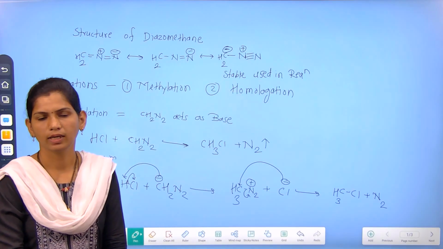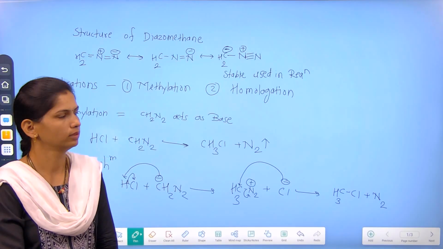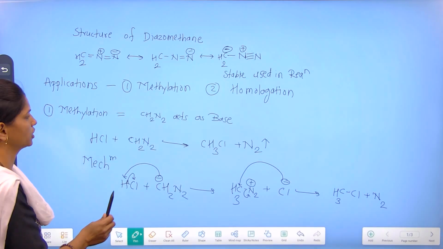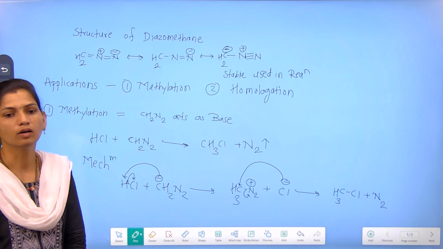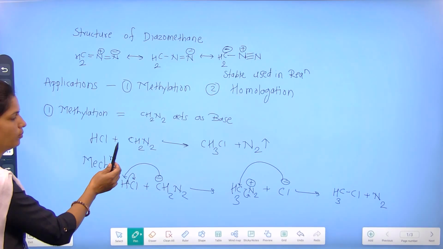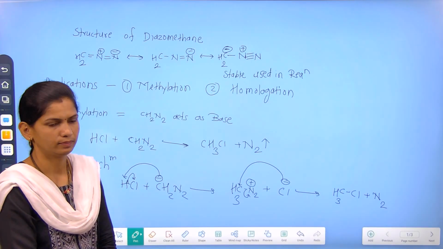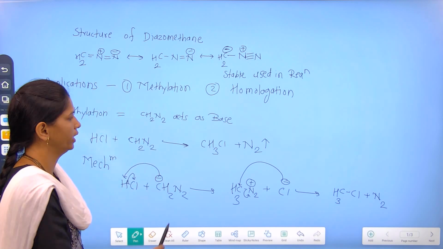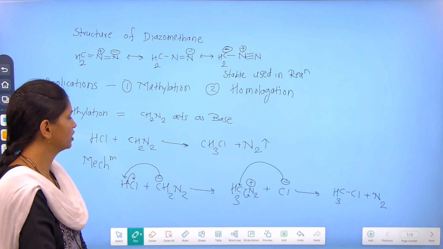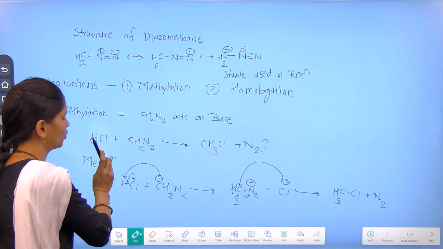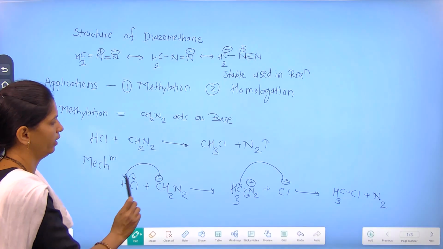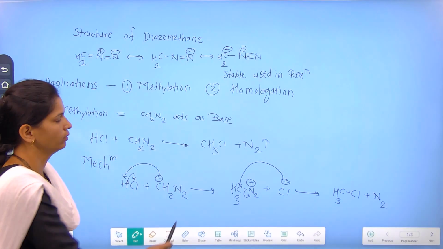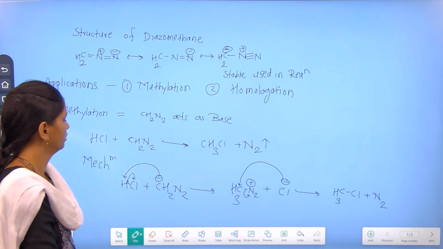Next point is the applications of diazomethane. First application is methylation. In this reaction, diazomethane acts as a base. Here is one example. HCl reacts with diazomethane. This diazomethane acts as a base and abstracts a proton from the HCl and forms methyl chloride, and nitrogen gas is evolved, which is stable.